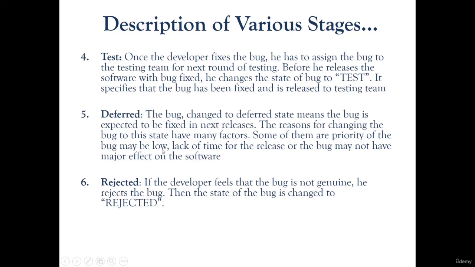may be low priority or lack of time for the release, or the bug may not have a major effect on the software. And the rejected state is all about when the developer feels that the bug is not genuine, he rejects the bug. Then the state of the bug is changed to rejected. So you must be aware of the different stages of the bugs.